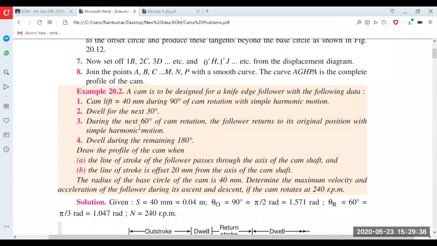So for this first particular lift, whatever they have given, you write down S is equal to that. Next, angle of ascent is 90 degree and angle of dwell will be 30 degree. Next, there will be return motion for 60 degree, that you write here, theta r is 60 degree. And dwell for the remaining period, that will be 180 degree.